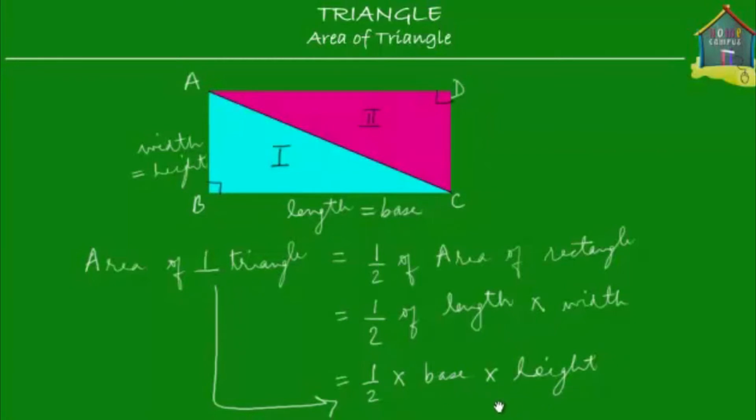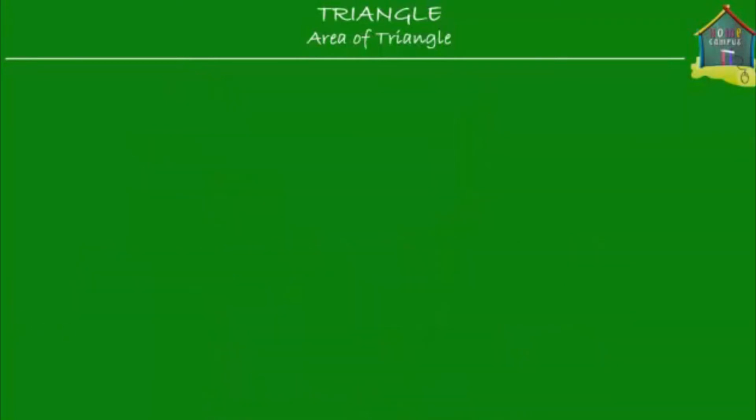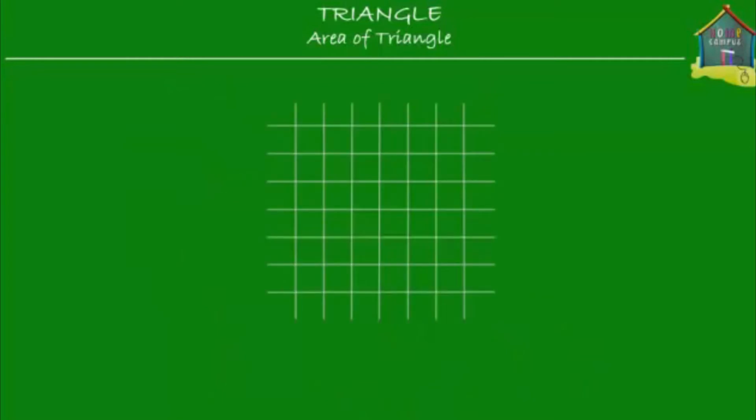But what about any other triangle? What if it's not a right angle triangle, but a regular triangle, then what about its area? Actually, you'll learn that the area of any triangle is half of its base times height. But I'll show you how that is true. So I'm going to take a grid first, and I'm going to make a triangle inside this grid.